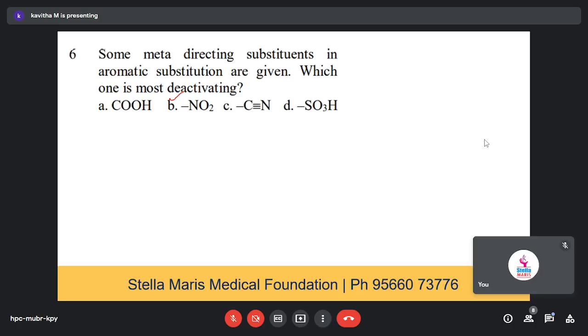Among these, the element that is attached to the benzene ring, since it is aromatic substitution, should be attached to the benzene ring, right? So here see the first element that is attached. In the first and the third we have carbon. The second is nitrogen and the third one is sulfur. So here nitrogen is the smallest and the most electron withdrawing. Down the group the electron withdrawing nature decreases. So NO2 is the strong deactivating or the most deactivating group.